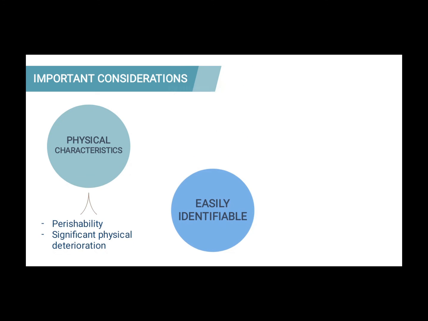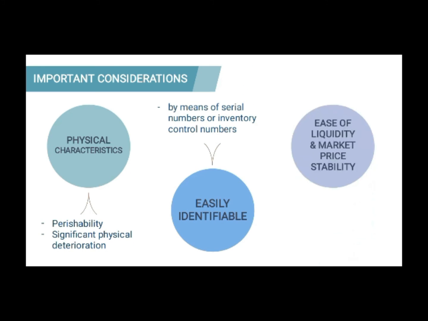Next is physical characteristics of the inventory. So the inventory's perishability must be determined first, wherein inventories that have longer significant physical deterioration are more suitable and acceptable. Those that deteriorate easily or early are likely to be unaccepted. Next is easily identifiable. This is by means of serial numbers or inventory control numbers because when the borrower becomes insolvent and probably defaults on the loan, yet the inventory is easy to be identified, a valid title claim to the collateral can be established and protect the lender from any fraud.